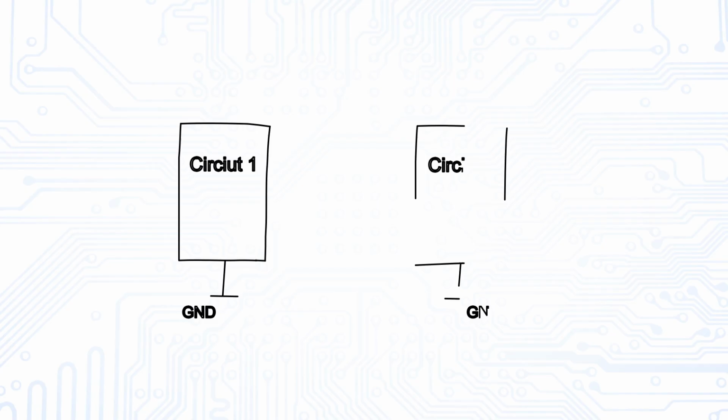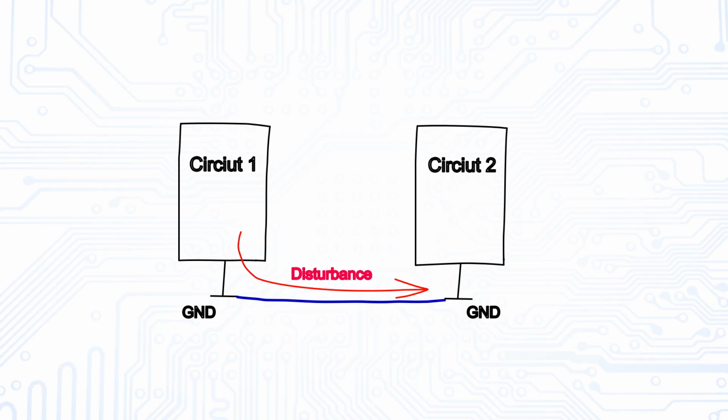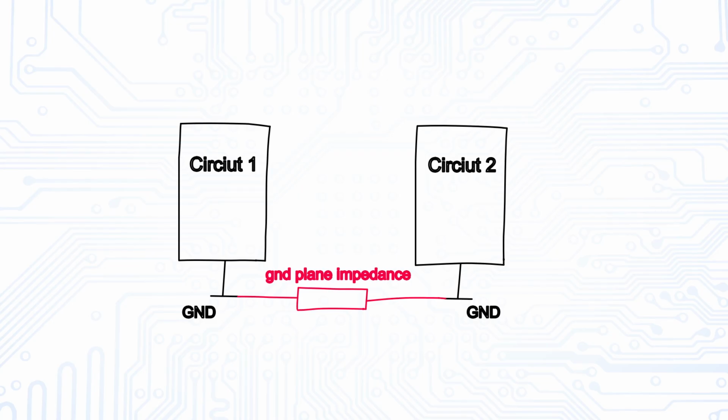Galvanic coupling is characterized by two circuits sharing the same electrical path, like in this case, a common ground connection. This means that disturbances in one circuit have a direct effect on the other circuit. Despite common connections to ground, it's important to note that this does not imply identical potential across the system due to the impedance of the ground plane. To gain a more detailed understanding of galvanic coupling, please view the next video in this series.